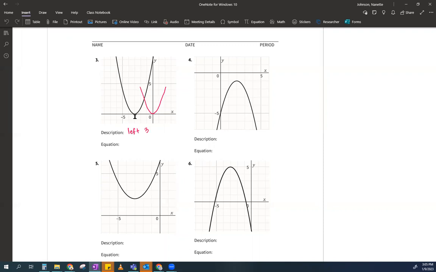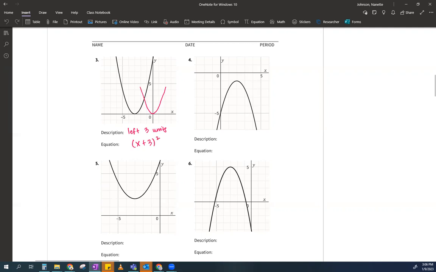What does that mean in terms of our equation? In terms of our equation, it would look like this: x plus 3. Very good. You remember that x lives in backwards land.